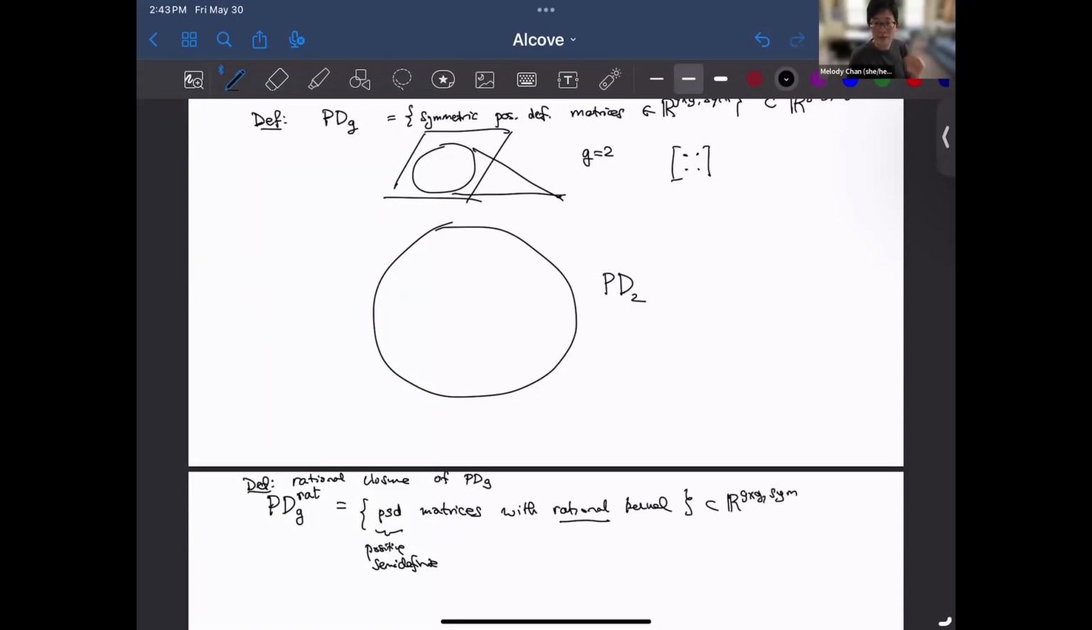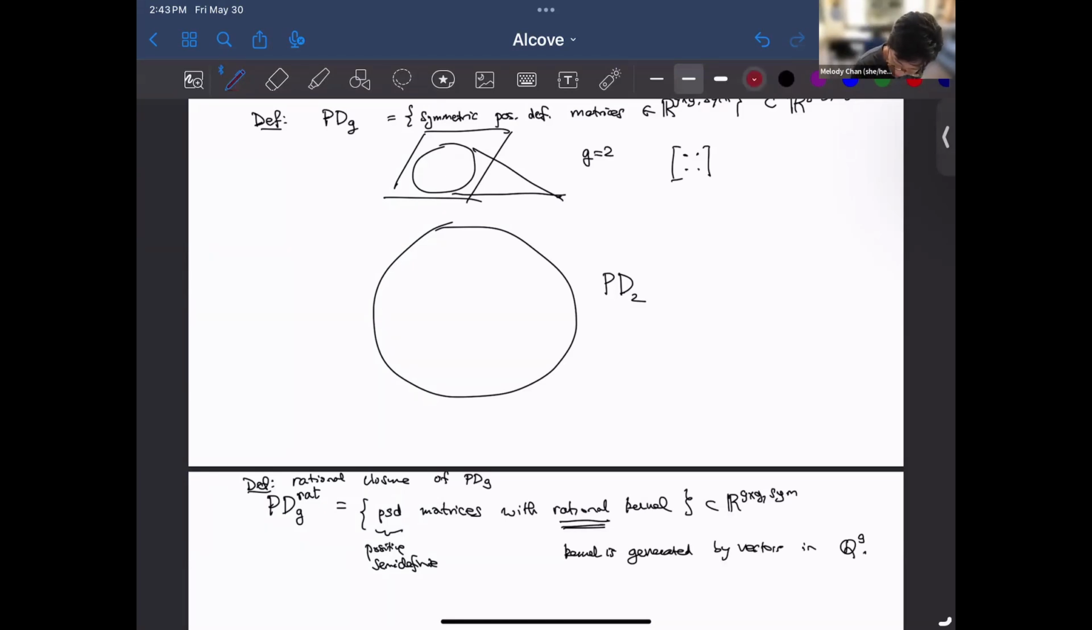So a positive definite symmetric matrix is one with all positive eigenvalues. A positive semi-definite matrix is a slight relaxation. You're allowed to have eigenvalues that are 0, but we ask that the kernel of your matrix be defined over Q, in other words, generated by vectors in Q to the G.